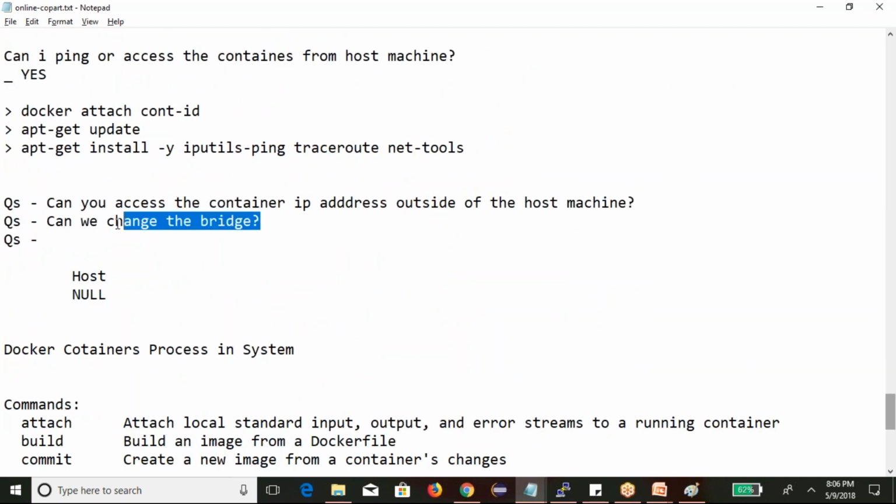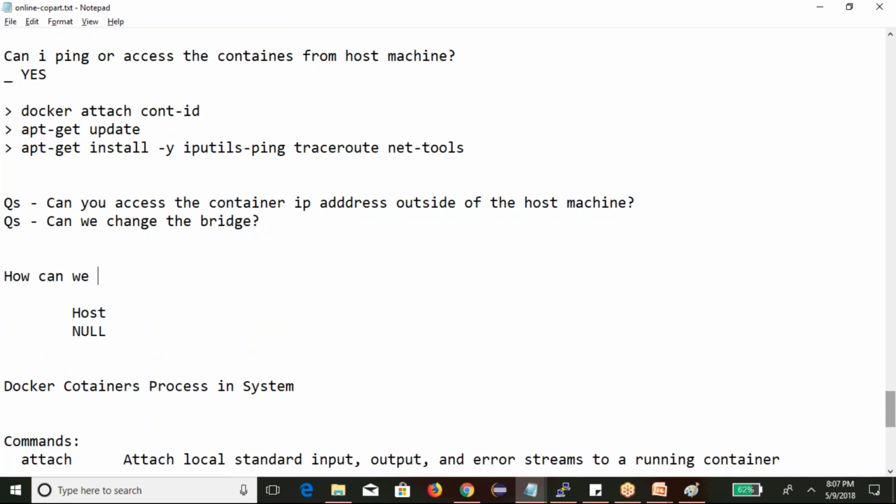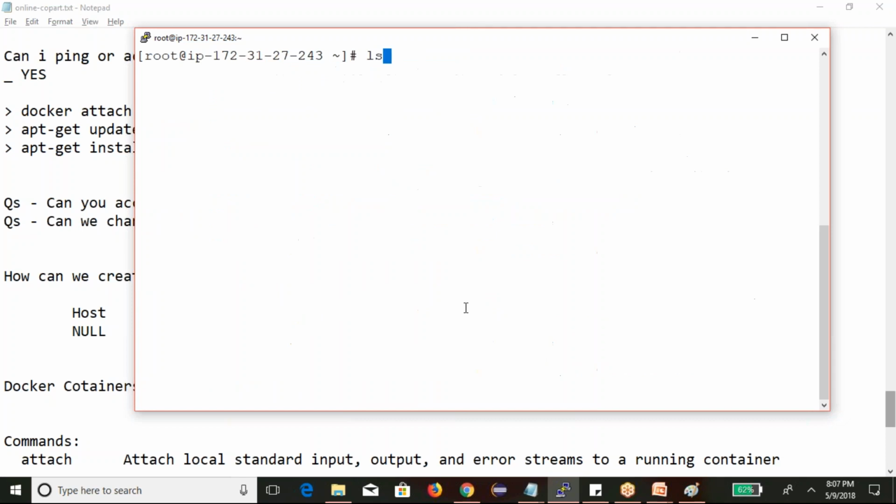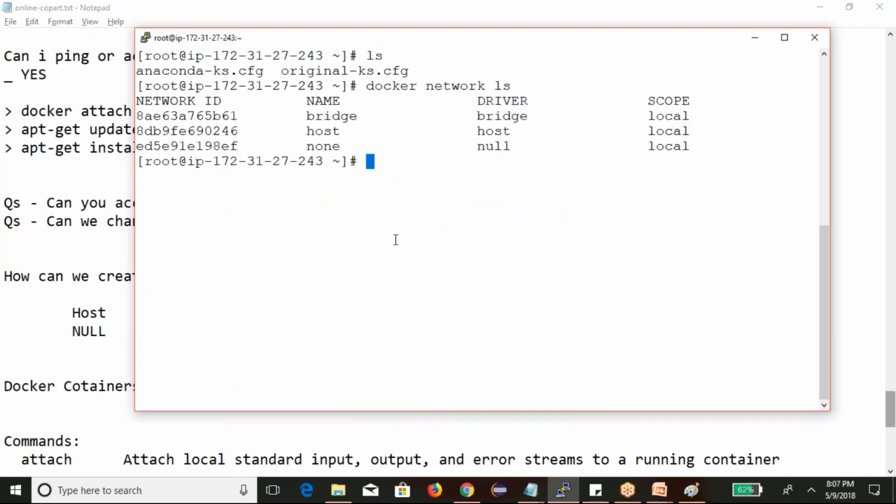Now, second question is, can we change the bridge? Very much we can do that. So let me do one thing. The question is, how can we create our own bridge? How can we create a new bridge? Right now, remember the bridge you got from docker network ls, the bridge which was created by Docker.